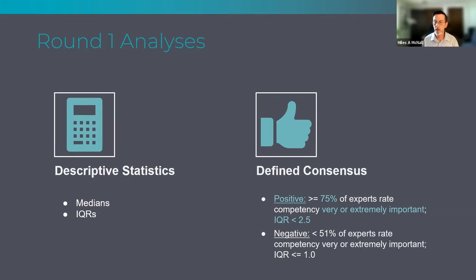So IQRs are a measure of variability. So we wanted low variability and high agreement that the competency was very important. And we also defined a negative consensus, sort of the other end of the spectrum, where less than 51% of experts thought that the competency was very or extremely important, and also a very low variability.